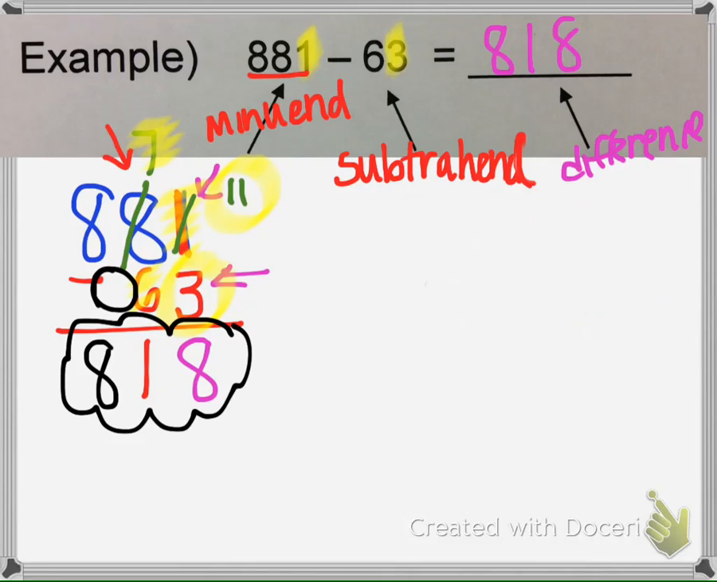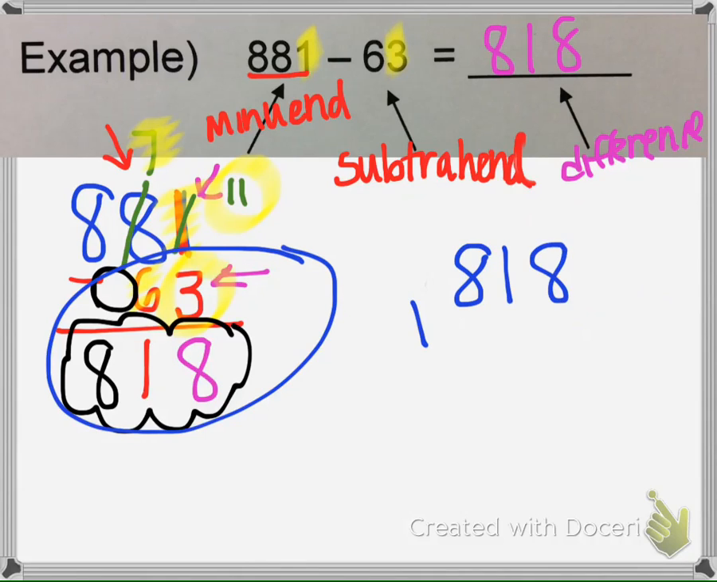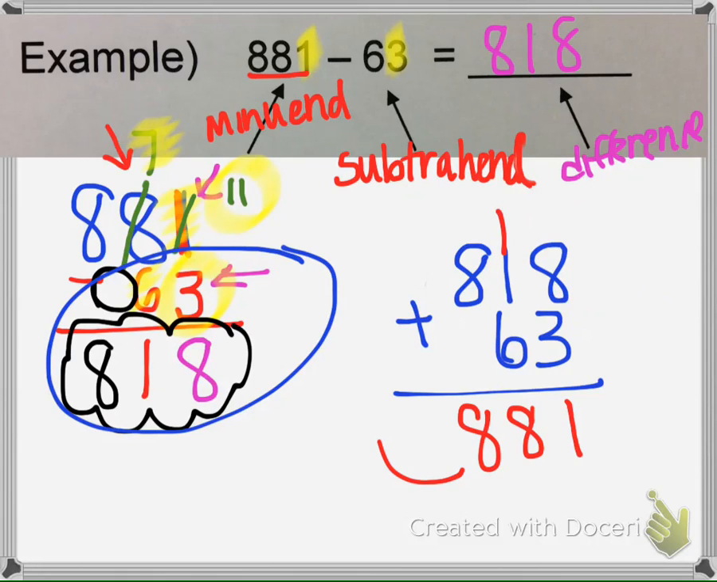Now let's say we want to check this. What you're going to do is take these two numbers here, the 63, the subtrahend, and the difference, the answer, and add them together. So if we take 818 and add 63, let's see what we get here. 8 plus 3 is 11, carry the 1. We get 881, which is the number we started with here.